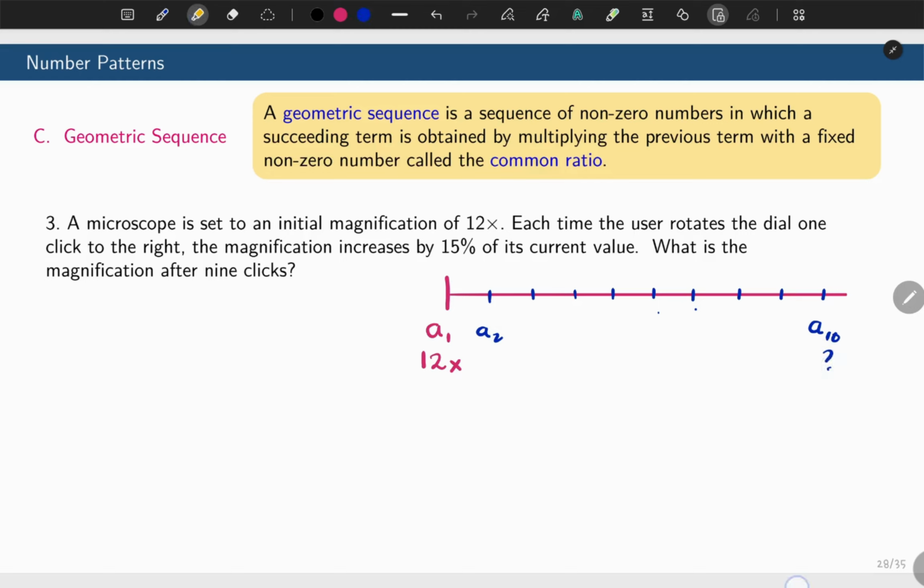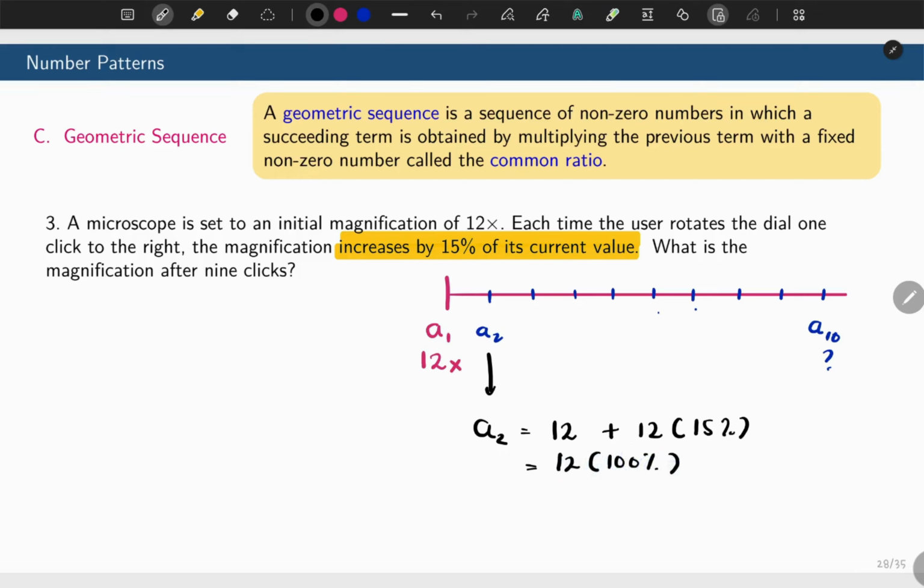Now, how do we interpret increases by 15% of its current value? Because ayun yung r natin. So, A sub 2 here will be equal to 12 times, ganito yung mangyayari dyan. So, yung 12, dadagdagan natin ng 15% ng 12. How do we express this one as a rate? So, dito sa 12, may invisible na 100% dito. So, you know that that is equal to 1. So, invisible nga, di ba?